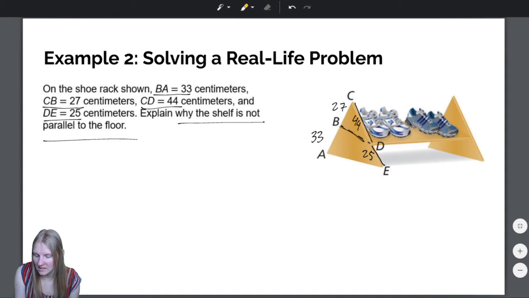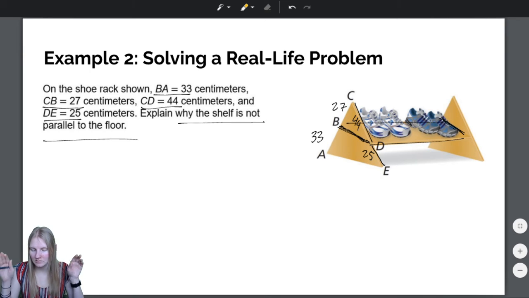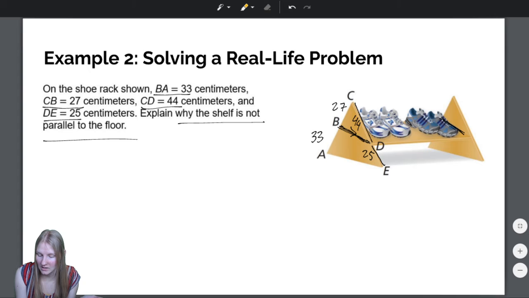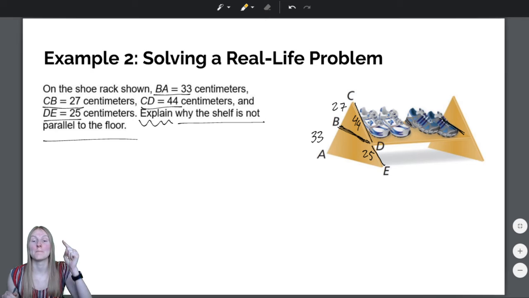So BD, this is the shelf, right? This is where the shelf is leaning. We can tell it's kind of leaning forward. So we can tell it's not parallel, right? We can see that. This problem wants us to explain why. How do we know mathematically that this shelf is not parallel to the floor? Obviously, we can use our eyeballs, but we want to know mathematically why.